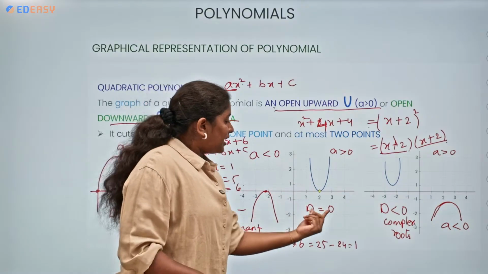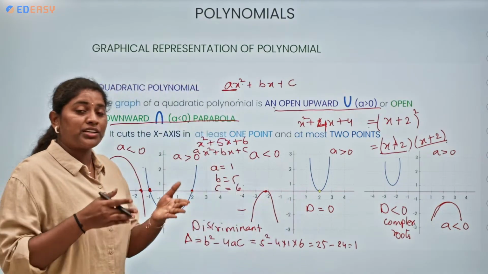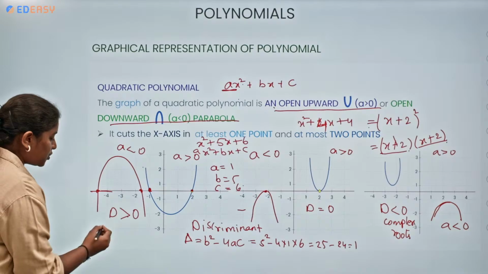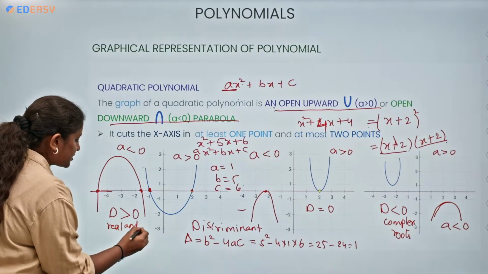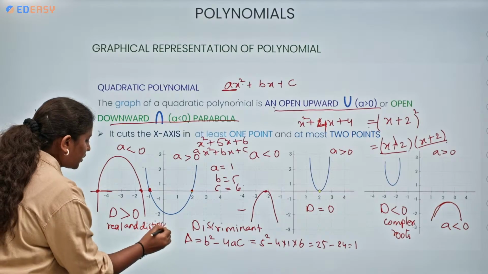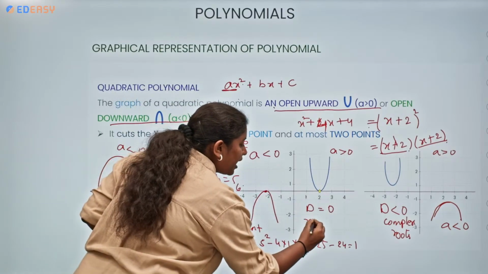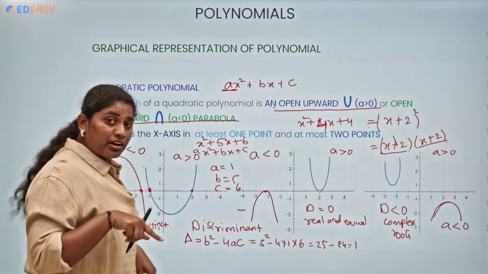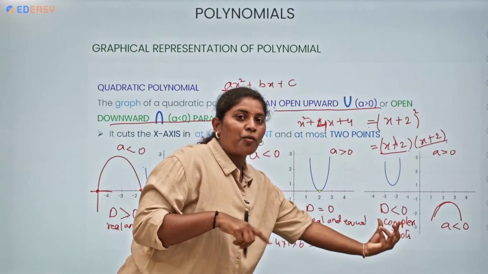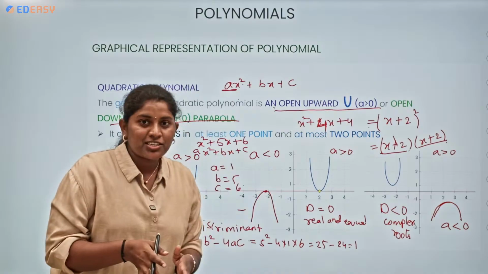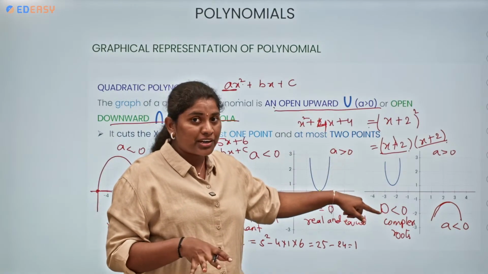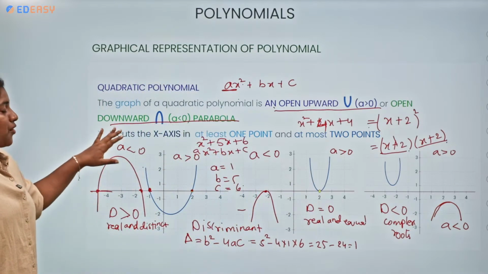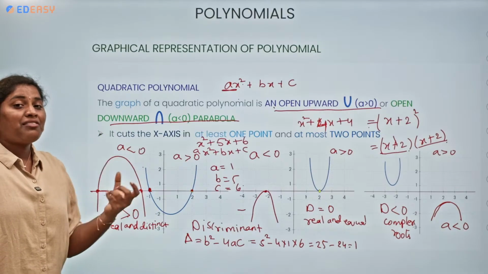But you can remember that based on the discriminant value, we get different types of roots. If the discriminant is greater than 0, real and distinct. If the discriminant is 0, we have real roots but equal. And if the discriminant is less than 0, you will get complex roots. You have zeros for the quadratic polynomial, but those are complex roots.